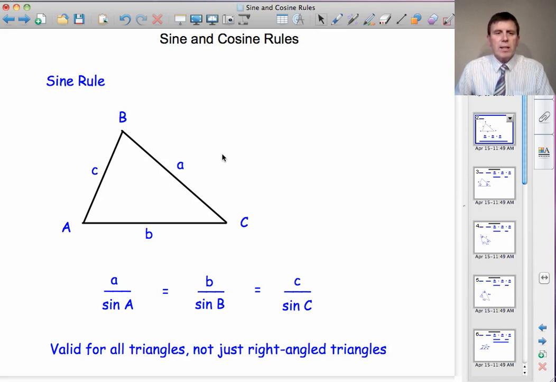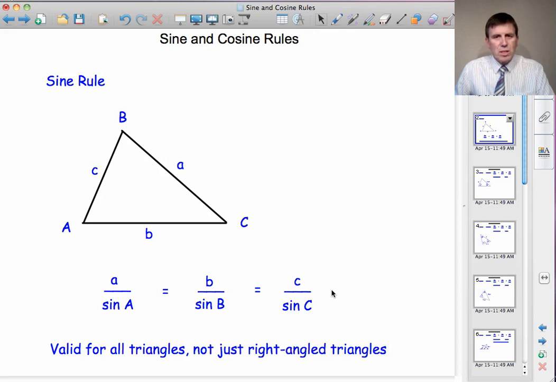And here I have a triangle labelled ABC. We use capital letters for the corners and we mark the opposite side to an angle with the corresponding lowercase letter. So side little a is opposite angle A, side little b is opposite angle B, and side little c is opposite angle C. And if that's the case, this is the sine rule. a over sine A is equal to b over sine B is equal to c over sine C. And it's valid for all triangles.